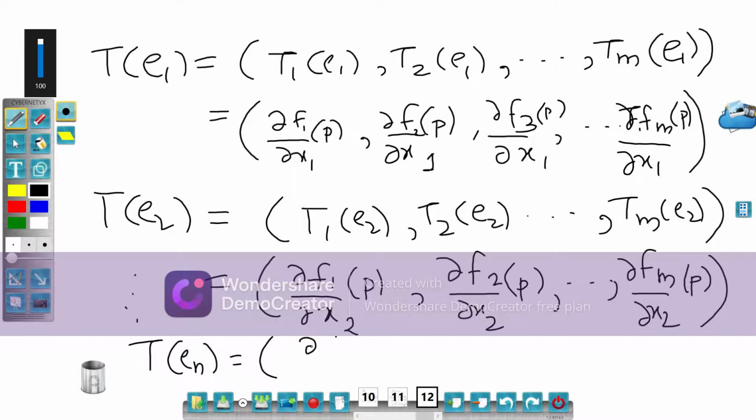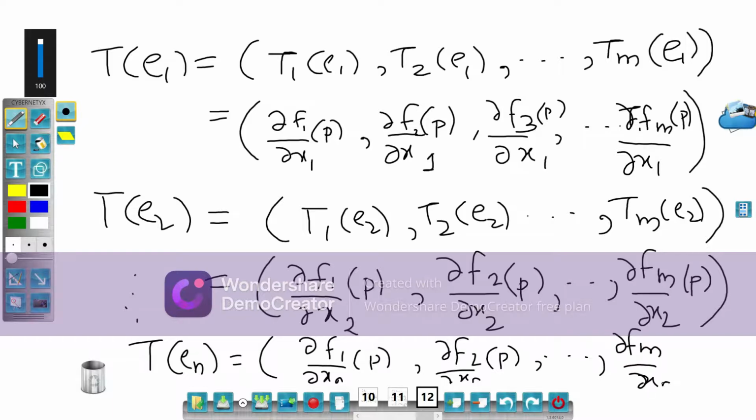which is the same as (∂f1/∂xn at p, ∂f2/∂xn at p, ..., ∂fm/∂xn at p).